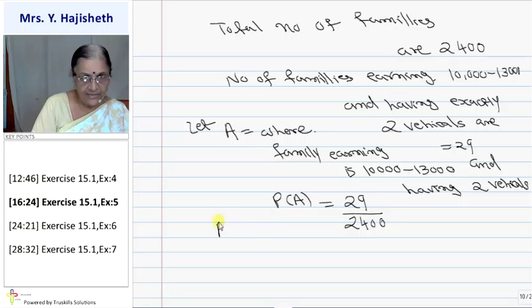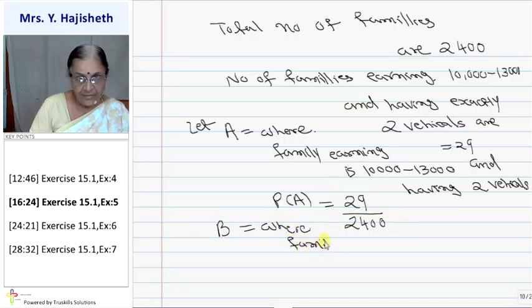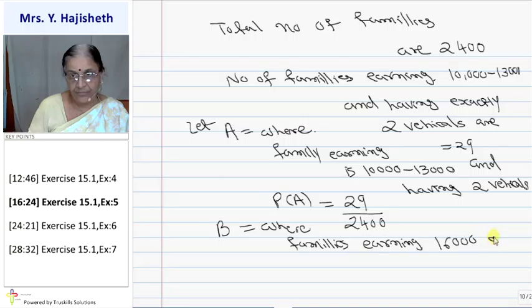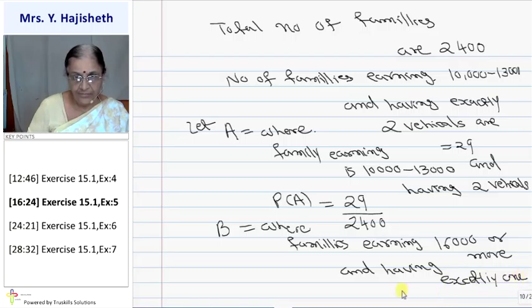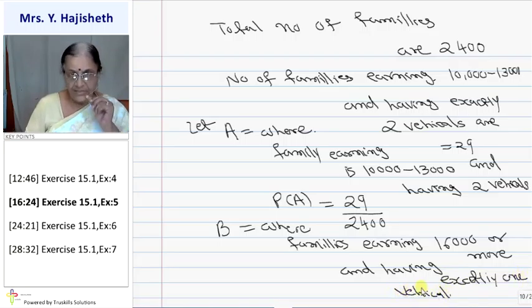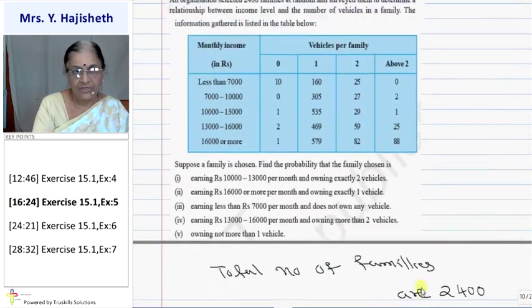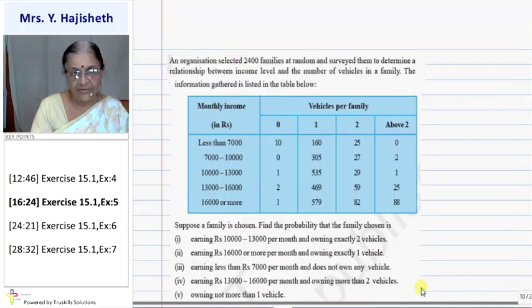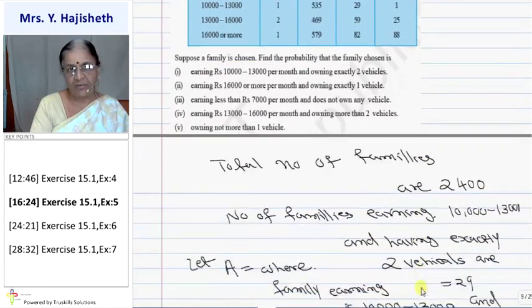Now suppose I call the second question B. B is an event where families earning 16,000 or more and having exactly one vehicle. So what will you do? You will go to 16,000 and more. Look in the table: in 16,000 and more, how many have exactly one vehicle? 579. Okay, how many? 579. So my B happened 579 times.